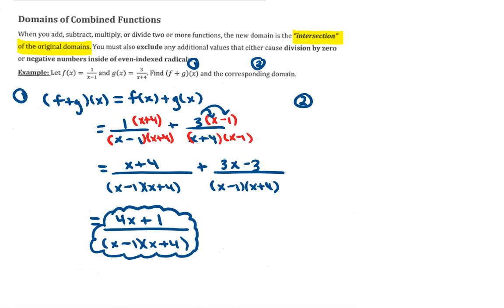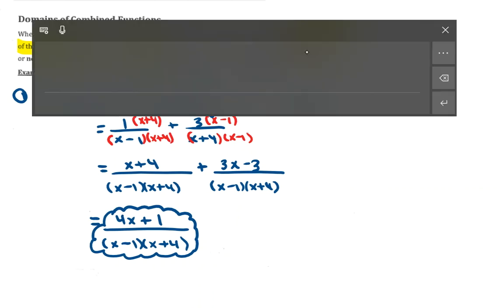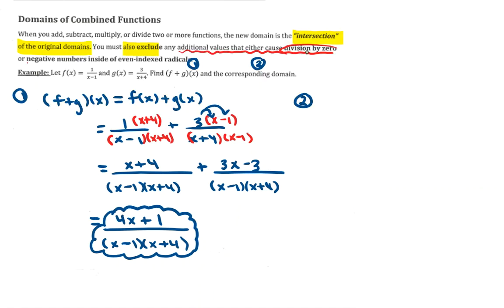Now, depending on the functions that you're working with and the operation, there might be some additional values to exclude. Namely, you must also exclude any additional values that either cause division by 0, or negative numbers inside even radicals. Alright, so with all that said, here's how I like to figure out what's in common between both the domains of f and g to get our official domain for this answer.